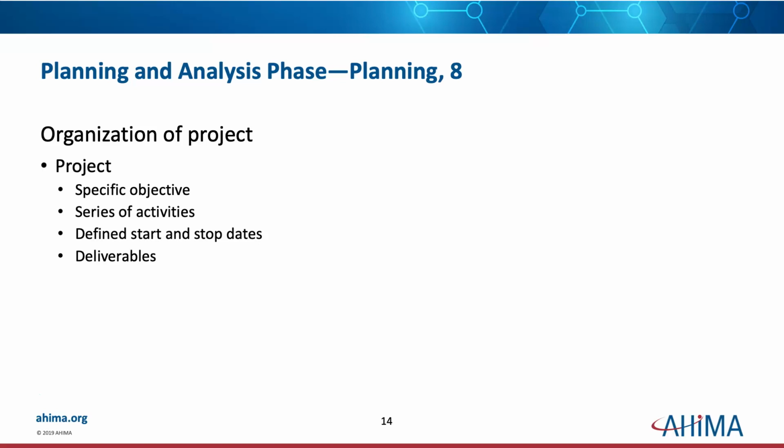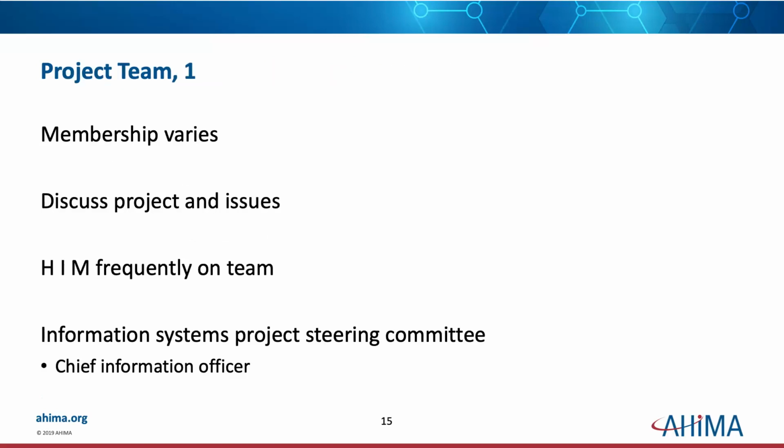Organization of the project. Looking at the project, you have to have specific objectives, a series of activities, defined start and stop dates, and deliverables. And most all of this is usually Excel spreadsheet kind of stuff. Project team: the membership can vary and it needs to vary. You need to discuss the project itself and any issues related to it. HIM folks are frequently on the team. They realize that we're used to dealing with clinical information, patient information, reimbursement information across the board, and they want us to be there because we're able to remind them about all of these different aspects.